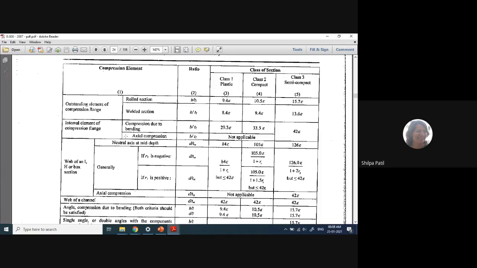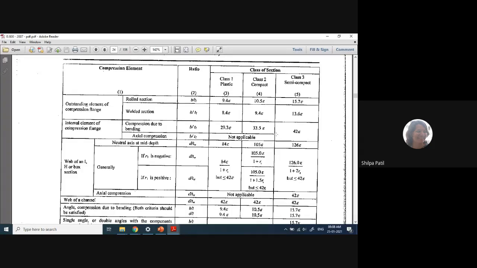In that case, we can use the first row. But most of the time for a column, we design it as axial compression and we refer to the values given in the second row. Now, in the second row, if you observe, the B by TF ratio for plastic and compact is clearly written not applicable. So there is one criterion only: either the ratio is less than 42 epsilon, or the ratio is greater than 42 epsilon. When it is less than 42 epsilon, the part is semi-compact. When it is greater, it is slender.